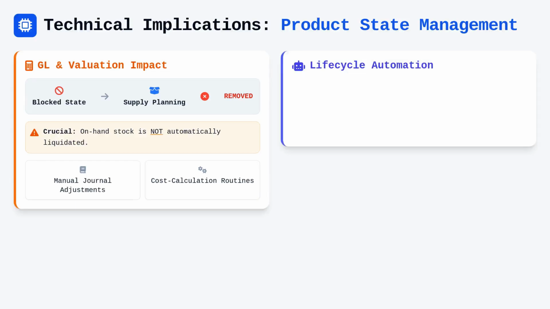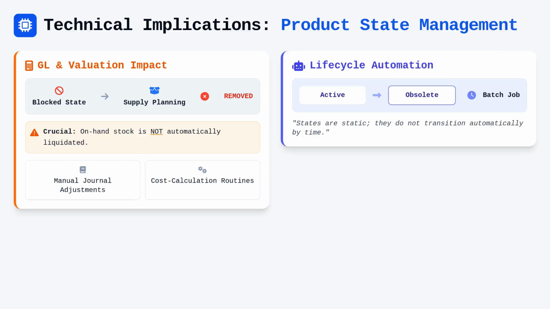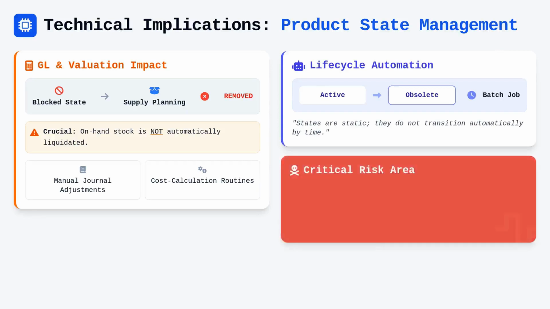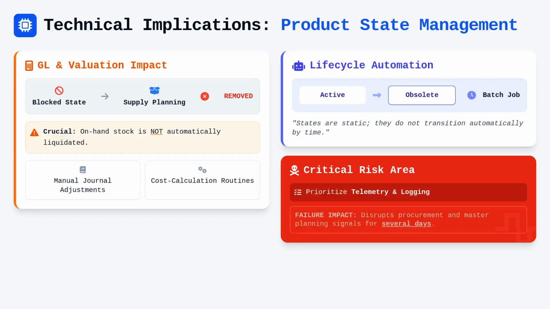Consultants often overlook the fact that these states are static, meaning they do not automatically transition based on time. You must use recurring batch jobs to automate status changes, such as moving an item from active to obsolete based on an expiration date. When designing these automated processes, prioritize telemetry and logging. If a background job fails, the downstream impact on your procurement and master planning signals could be severe enough to disrupt your entire supply chain flow for several days.